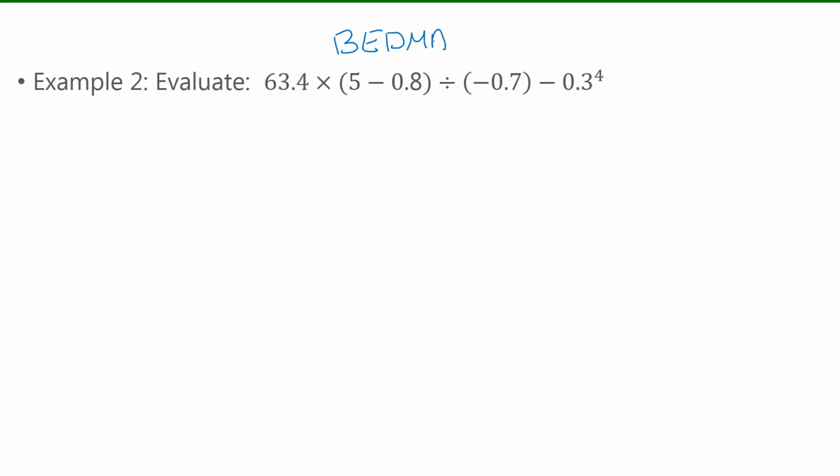In this expression, we're going to start with these brackets. We've got to subtract 5 and 0.8. So entering that in the calculator or just working that out on your own, you should get 4.2.